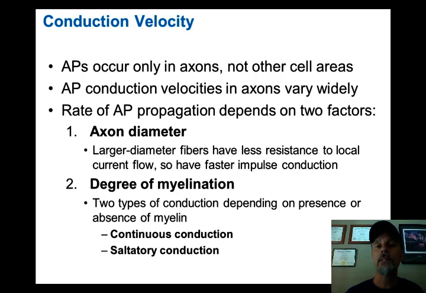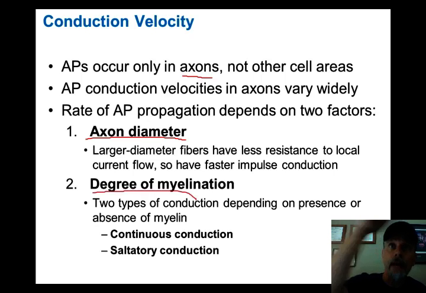All right, so how fast are these impulses going down? So the impulses, action potentials, are only occurring in our axons, right? And the speed or the velocity at which depends on two factors. Number one, the axonal diameter. So if we have a bigger diameter, like a big neuron, then they tend to conduct faster. And degree of myelination, right?